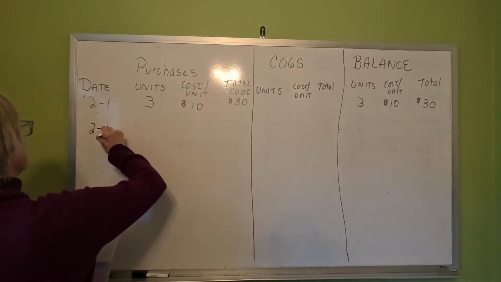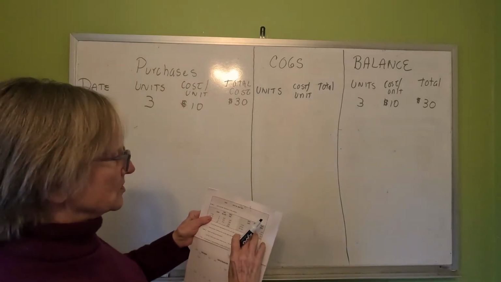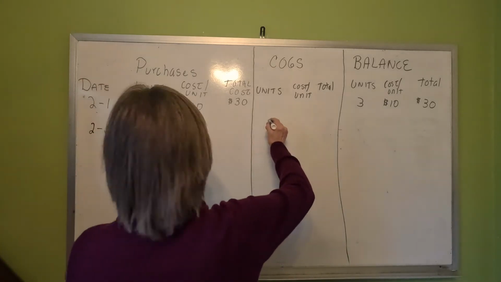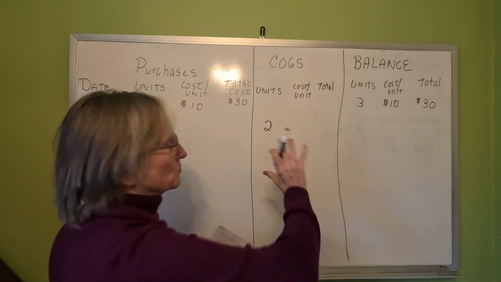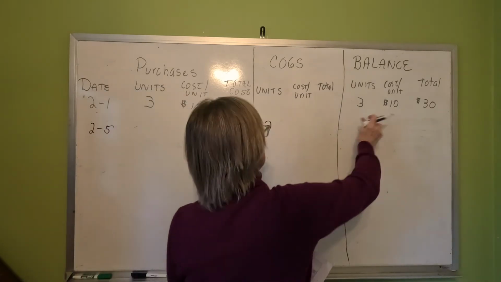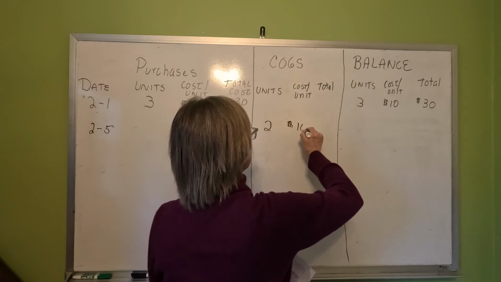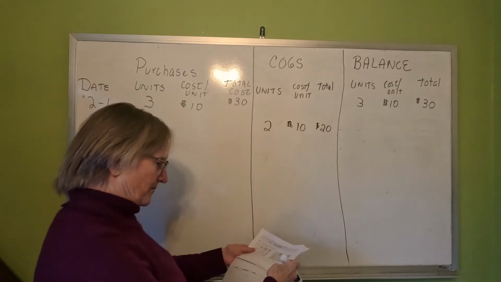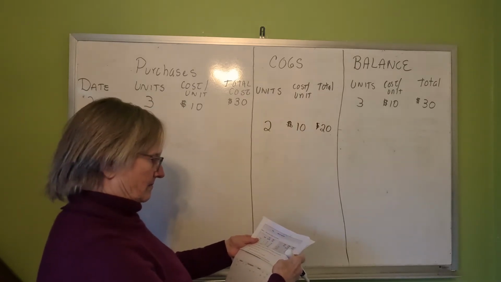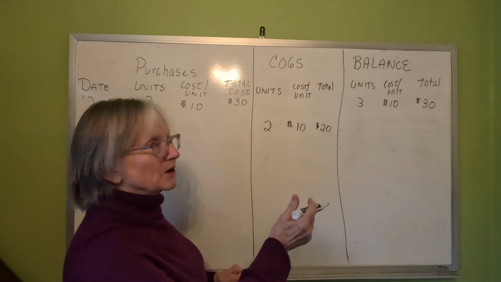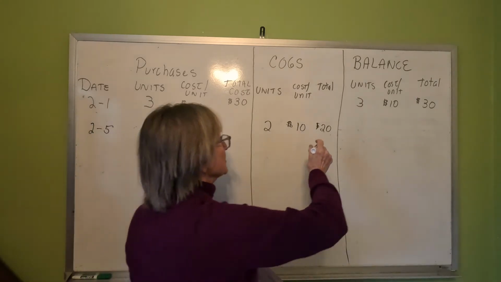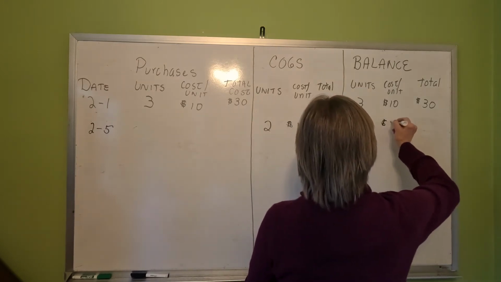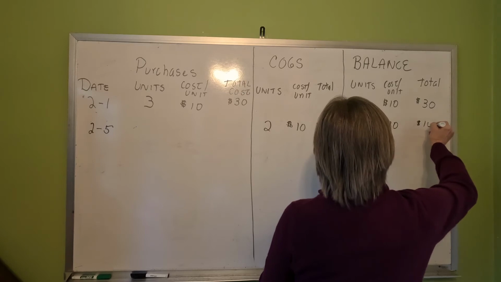On February 5th, we sold 2 units. Which ones did we sell? Well, we only have this one layer of inventory, so we must have sold 2 of the ones we bought at 10. So our cost of goods sold right now is 20. Then we figure out our new balance. We had 3, we sold 2, we've got 1 left, and it's at 10. So that's our inventory balance.